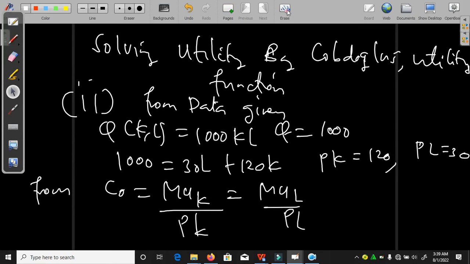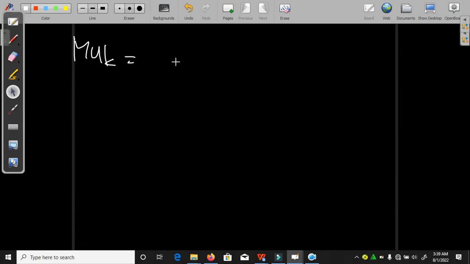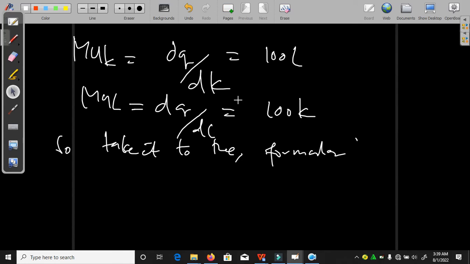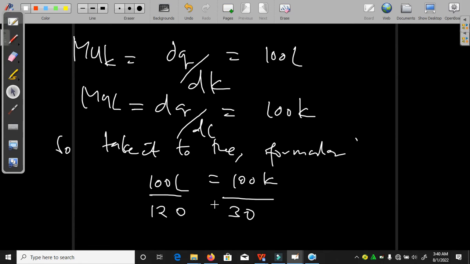So from the Cobb-Douglas utility function, marginal utility of K over PK is equal to marginal utility of L over PL. We differentiate, the marginal utility of capital, we obtain 100L. Marginal utility of L gives us 100K. So we take out this formula, we plug into the Cobb-Douglas utility function. This will give us 100L over 120 is equal to 100K over 30.